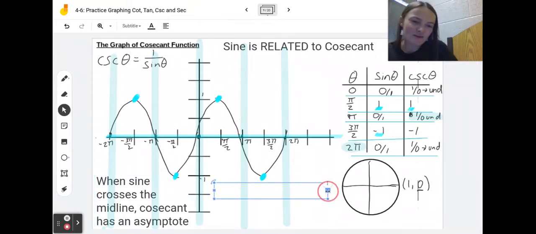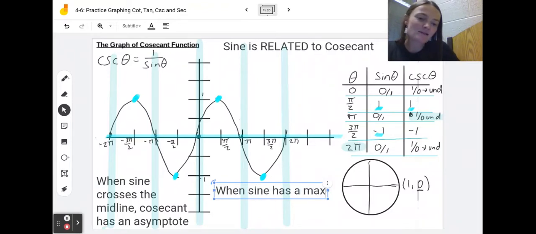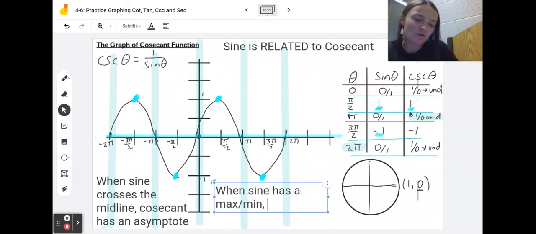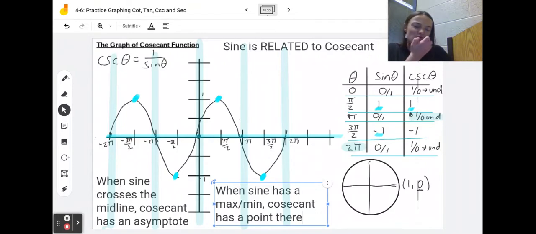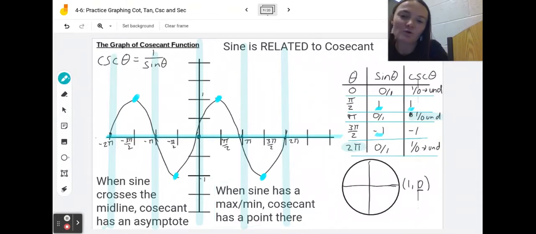One other conclusion that I can make is that when sine has a max or min value, we can see that cosecant has a point there. Okay, so those are two conclusions that we can make. Let's see if we can go ahead and connect this total cosecant graph.